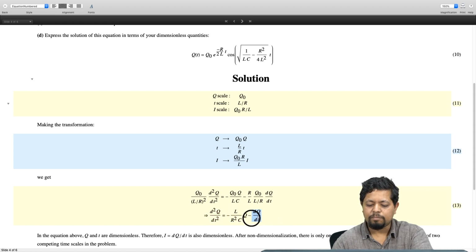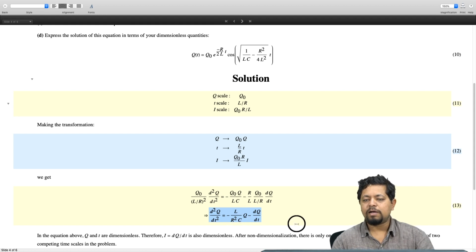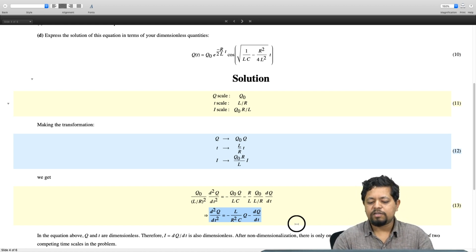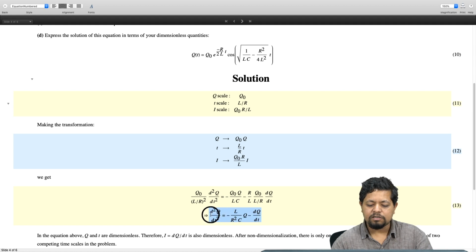It's not completely ready for implementation for Euler's method, but as far as the math problem is concerned, I have to solve this math problem for a single parameter L by R square C. So every time L by R square C changes, the math solution changes. Taking that math solution to a physics solution only means I am setting the scale for physical quantities such as q, t and I, which is determined by q naught, L by R, etc. But as far as the problem is concerned, the solution only depends on the ratio L by R square C, or the nature of the solution only depends on the ratio L by R square C.